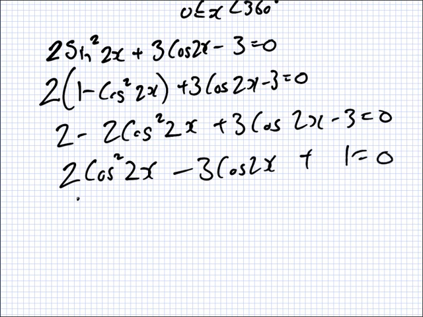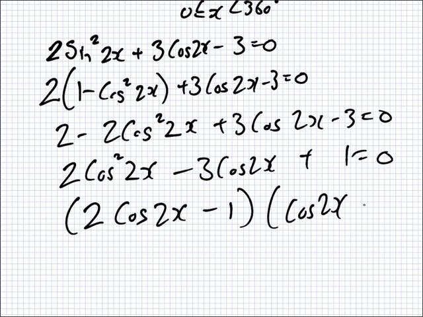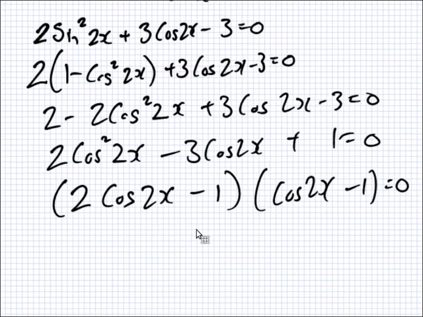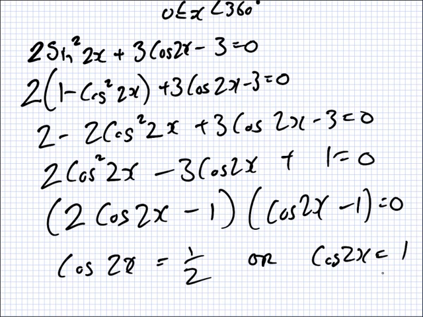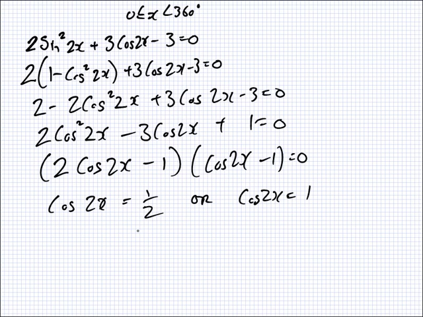This has factors, doesn't it? 2 cos 2x minus 1 and cos 2x minus 1 equals 0. So I get cos 2x equals a half, or cos 2x equals 1. How many answers in total will I have from the first one? Maximum number of answers? 4. And here? 4. So 2x equals cos inverse a half. What's that, 60?